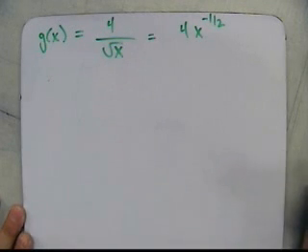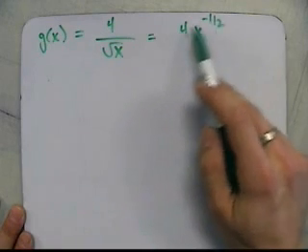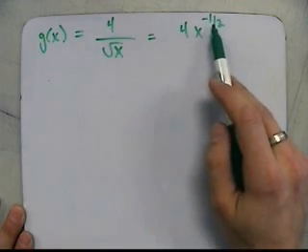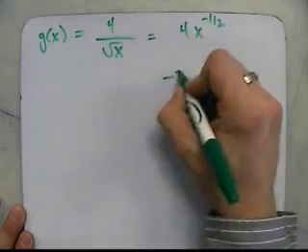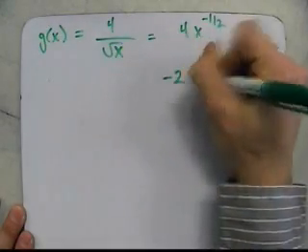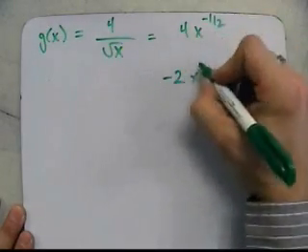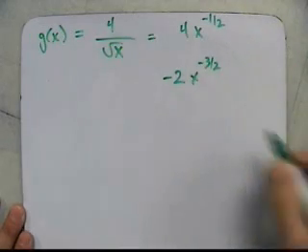Now I do the power rule. So I'm going to multiply those two together. 4 multiplied by negative 1/2 gives me negative 2. And then x to the, drop that by a power, so this is going to be a negative 3/2 power.